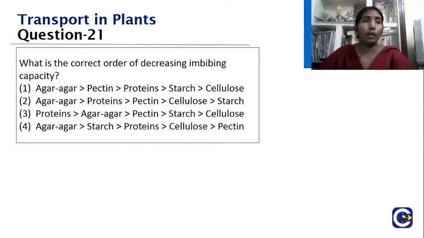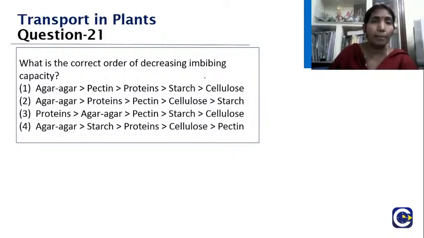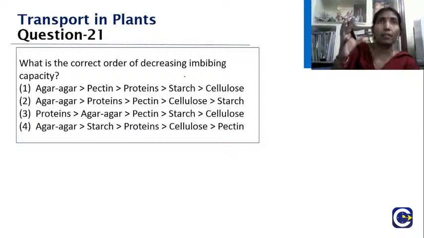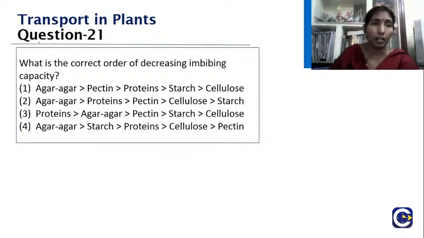What is the correct order of decreasing imbibing capacity? What do you mean by imbibing? Something which has the capability to absorb water. Agar, pectin, protein, starch and cellulose, or agar, protein, pectin, cellulose, starch, or protein, agar, pectin, starch, cellulose, or agar, starch, protein, cellulose and pectin. So what should be the option?